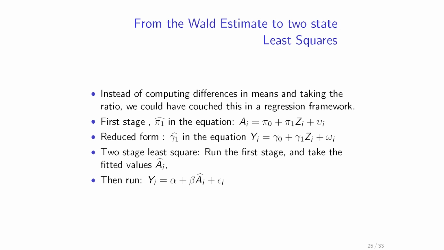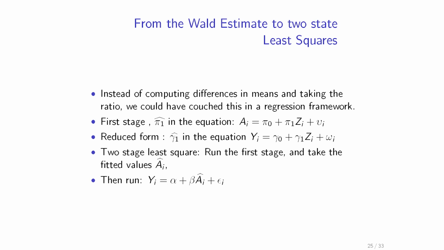Now, we could have done that in a regression framework. If you remember, when we regress a variable on a dummy variable, pi 1 here is going to be numerically the difference in means anyway, and same thing for the gamma 1. So we could have run these two regressions, taken pi 1 and gamma 1, taken the ratio, and it would have been the Wald estimate.